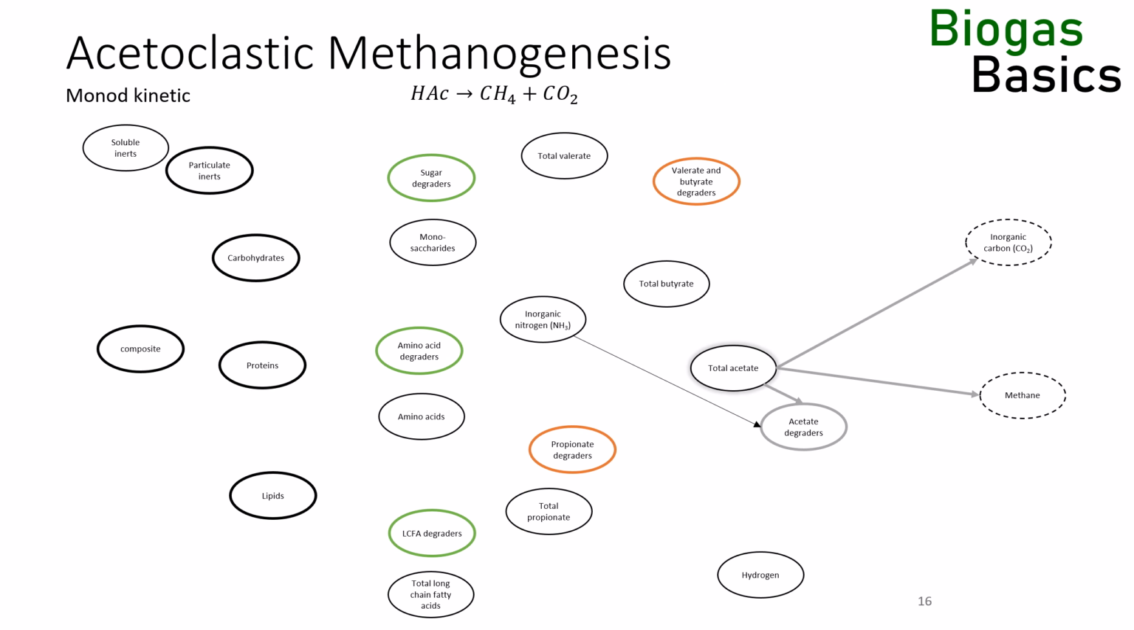The last two reactions cover the methanogenesis. The acetoclastic methanogenesis is the reaction of acetic acid to CO2 and methane. It is modeled as a Monod kinetic with a limitation term for inorganic nitrogen and inhibition terms for ammonia and pH. The classic ADM1 does not contain an inhibition term for propionic acid in the acetoclastic methanogenesis.